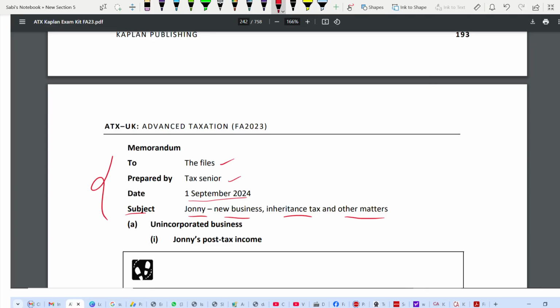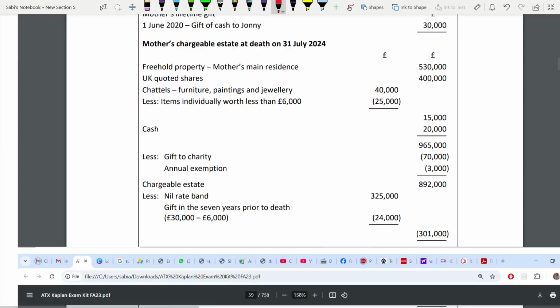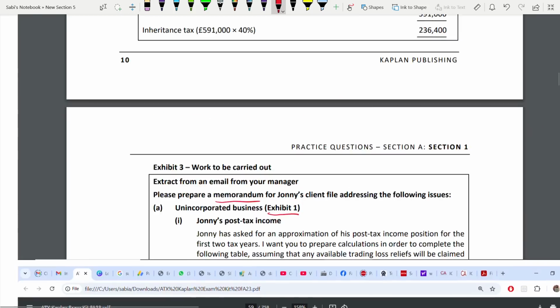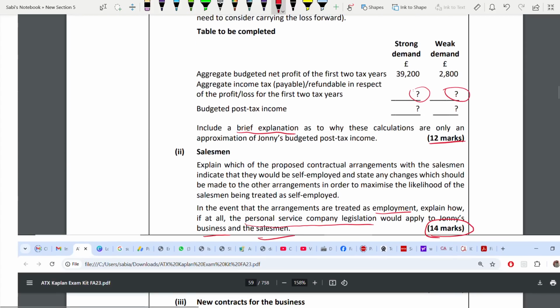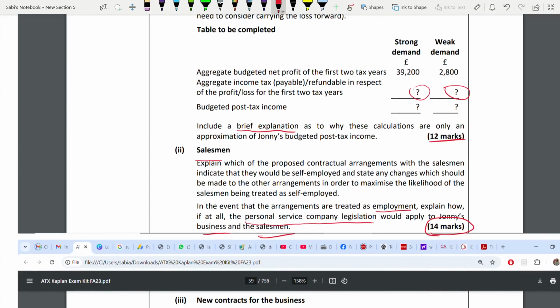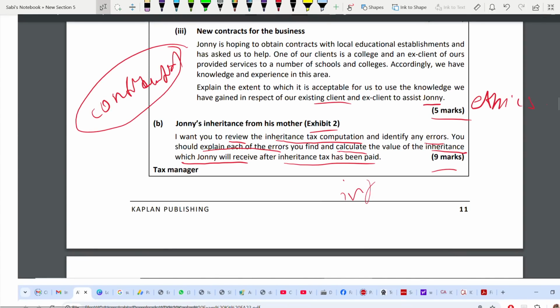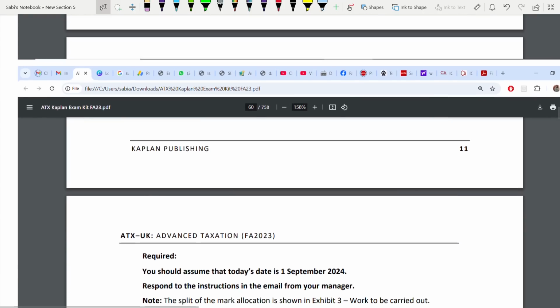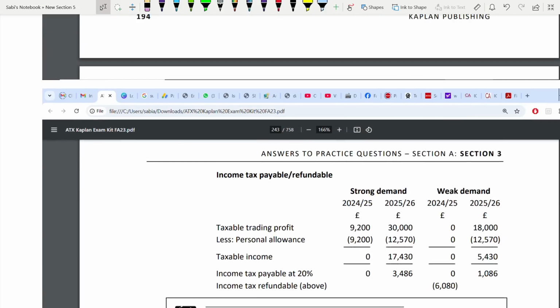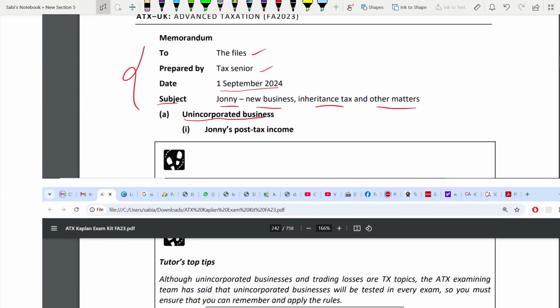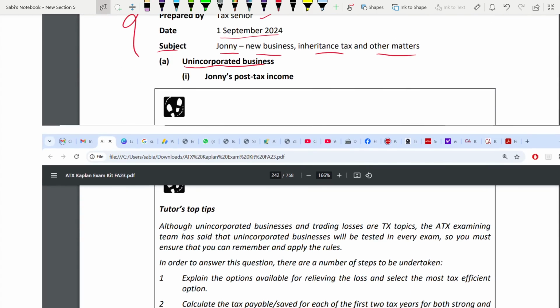Now, always write in subheadings. The first one is about unincorporated business. This you will get from the requirement itself. You go to exhibit 3, you see unincorporated business, A. B. Salesman. C. Inheritance tax. So like that, you will get it. That forms the structure of your answer. So we are talking in the first part about post-tax income.